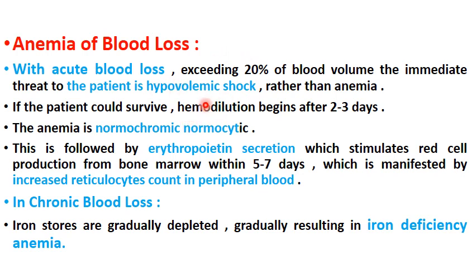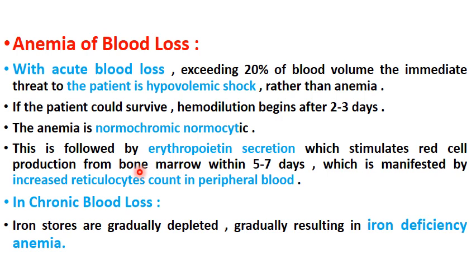hemodilution begins after 2 to 3 days. The anemia of the chronic blood loss is normochromic normocytic type. Later, within 5 to 7 days, there is erythropoietin production, which leads to the stimulation of production of RBC from bone marrow. This is manifested. How is it manifested?